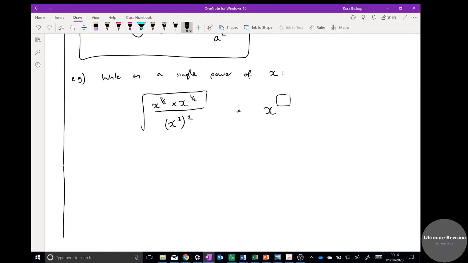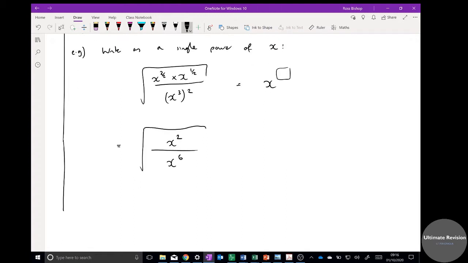Right, how I would approach this, well, I'll just break it down. So let's keep the square root as it is for the moment, and let's just work out what the top would be. If I add those, 3 over 2 add a half is going to be 4 over 2, which is 2. And the bottom, you multiply the powers, get 6. Okay, let's keep going. I can minus the powers there. 2 minus 6 is minus 4.